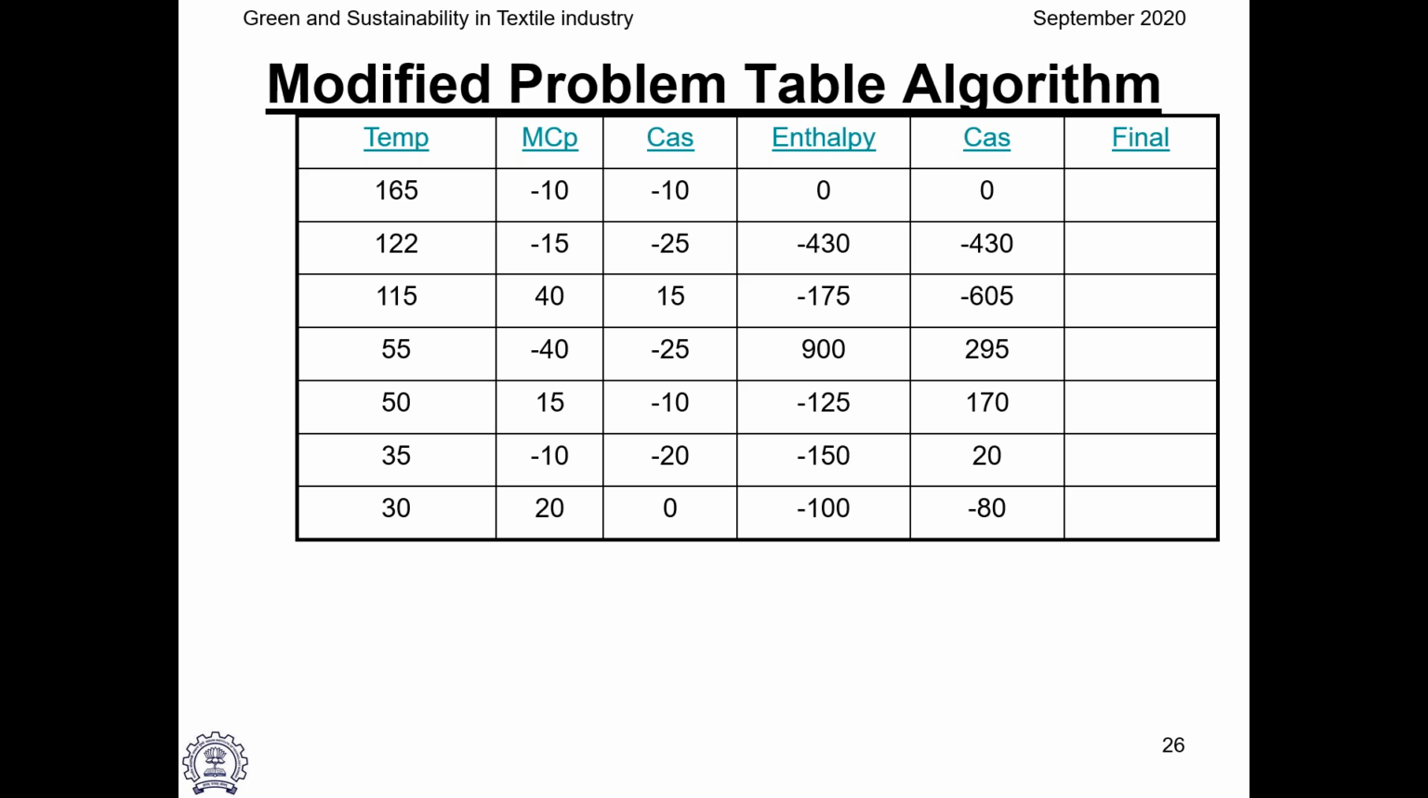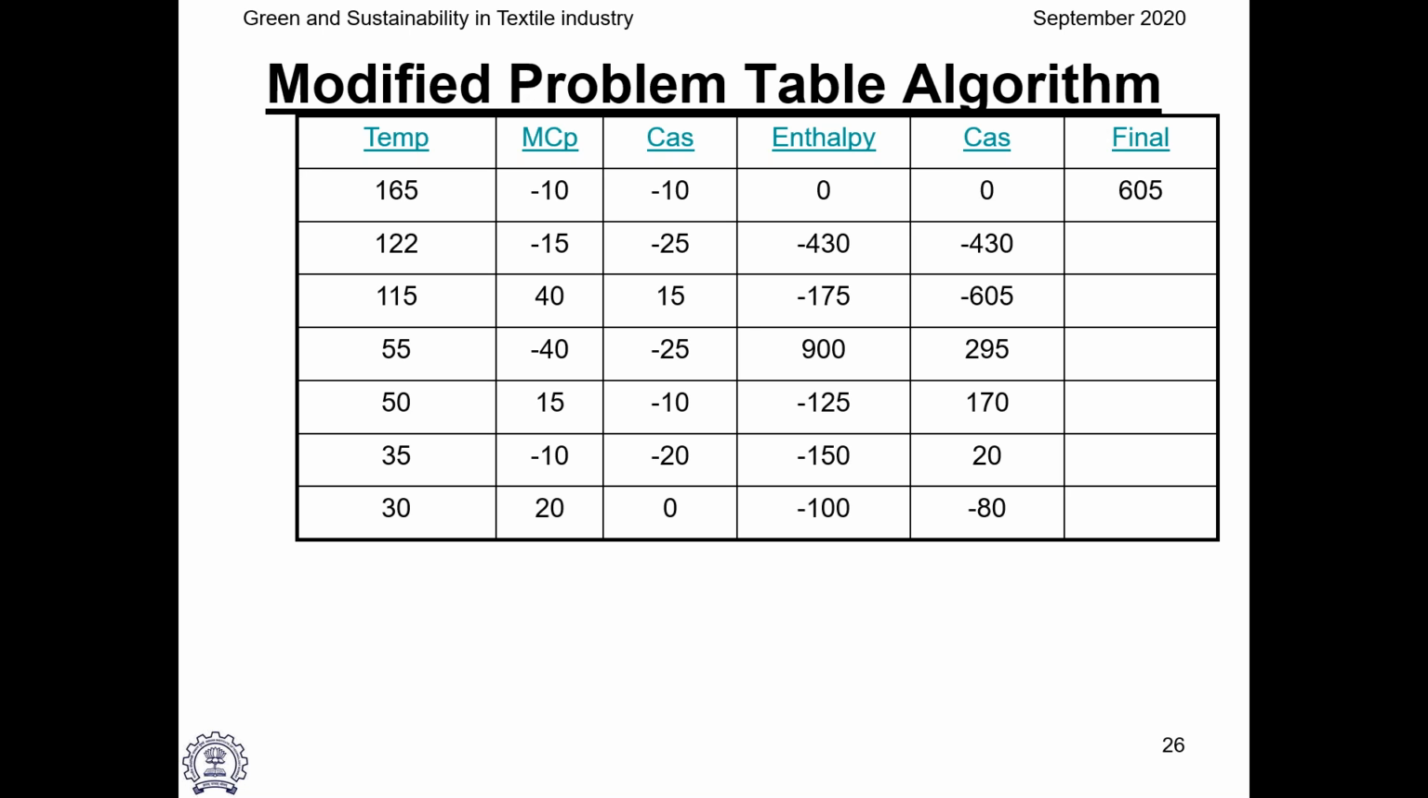The lowest number in this column is minus 605. We'll subtract minus 605 from all of them, with no more cascading. Just 605 will be added to each number. So 0 plus 605, and the last column of the final column we are writing will be 605.